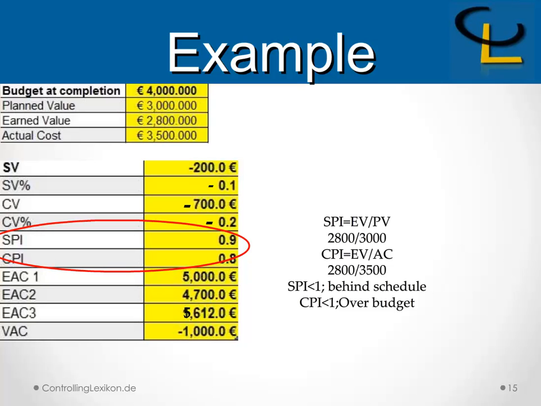Now, the result of SPI indicates that we are behind schedule since the result is less than 1, and the result of CPI is less than 1, which means we are over the budget.